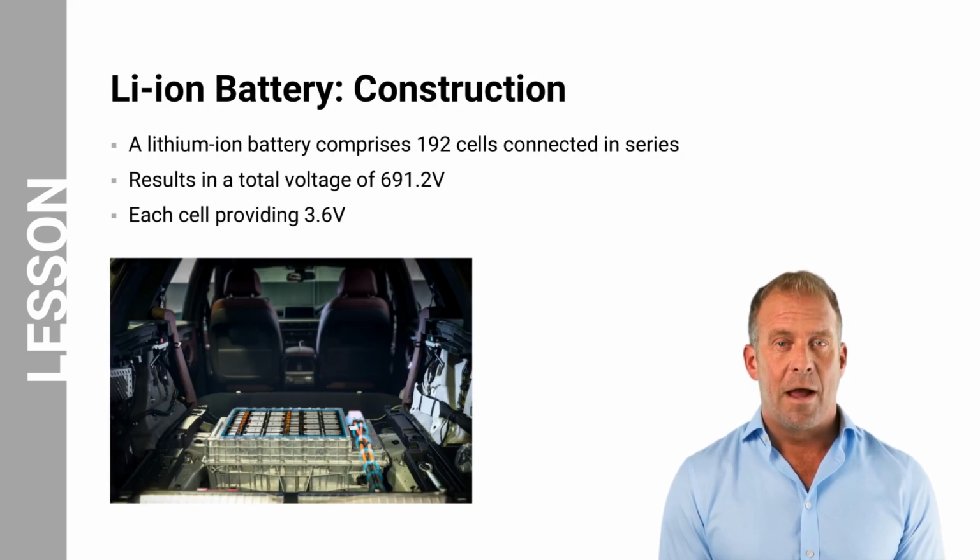Connecting multiple lithium-ion battery cells in series increases the total voltage output. We will use an example of 192 cells to see how their individual voltages add up to a higher voltage. The lithium-ion battery comprises 192 cells connected in series, resulting in a total voltage of 691.2 volts, with each cell providing 3.6 volts.